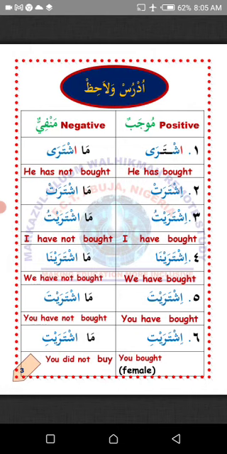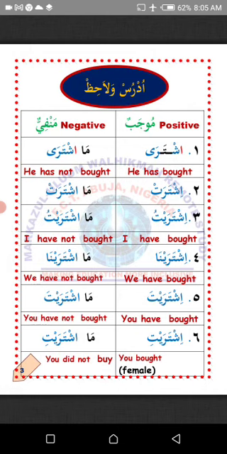For instance, wahid, number one. Ishtara, he has bought. Mashtara, he has not bought. Ithnan, number two. Ishtarat, she has bought. Mashtarat, she has not bought. Thalatha, number three. Ishtaraitu, I have bought.